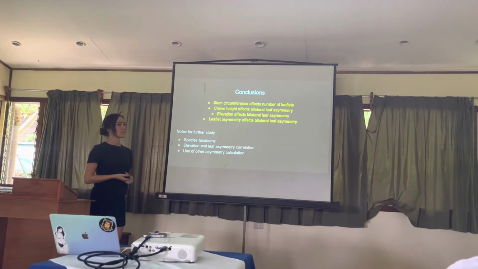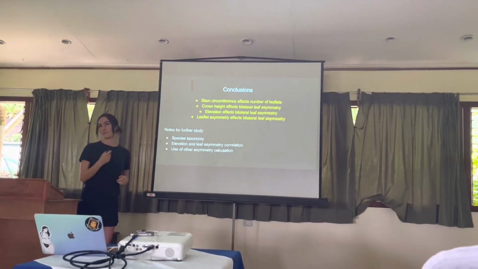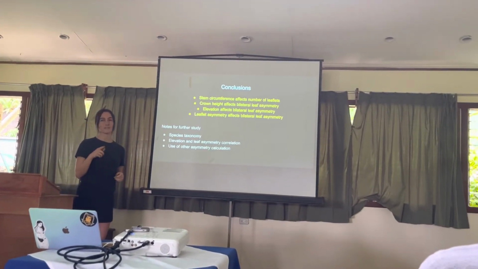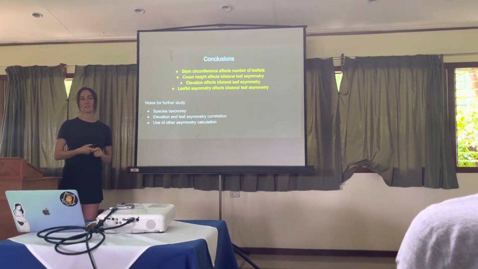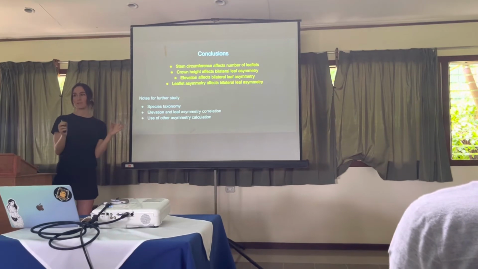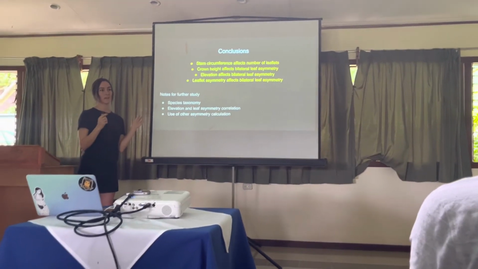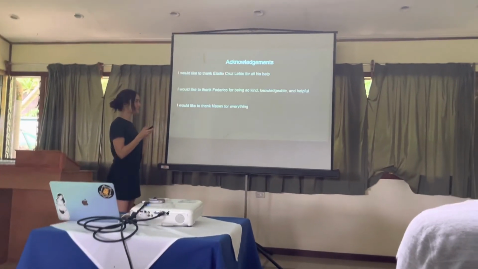And another thing that could have been done in this study or for a future study that we weren't able to do is there's an actual asymmetry index that can be used to measure asymmetry. That gives a very precise number, more precise than what we found, so that could have helped with our calculations.